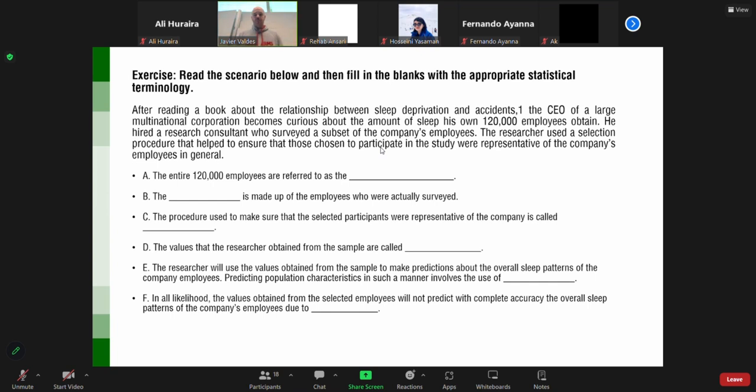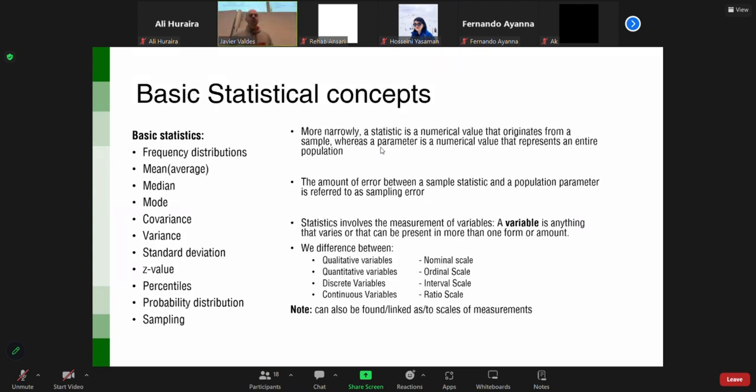Okay, so now we have already presented some of the terms that we are going to be looking into in the future. There are more. Frequency distributions, mean, which you may also hear called average, median, mode, covariance, variance, standard deviation, fit value, percentage, probability distribution, sampling. Okay, let's have a look at all of this today, at least, and a couple of things more.